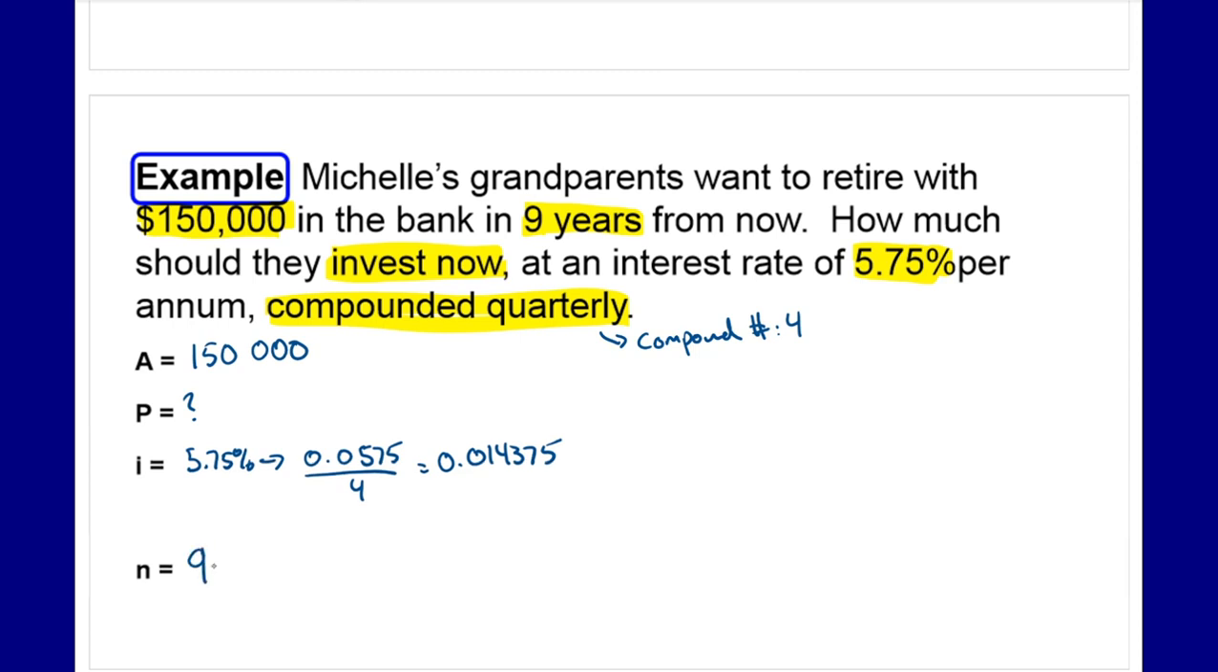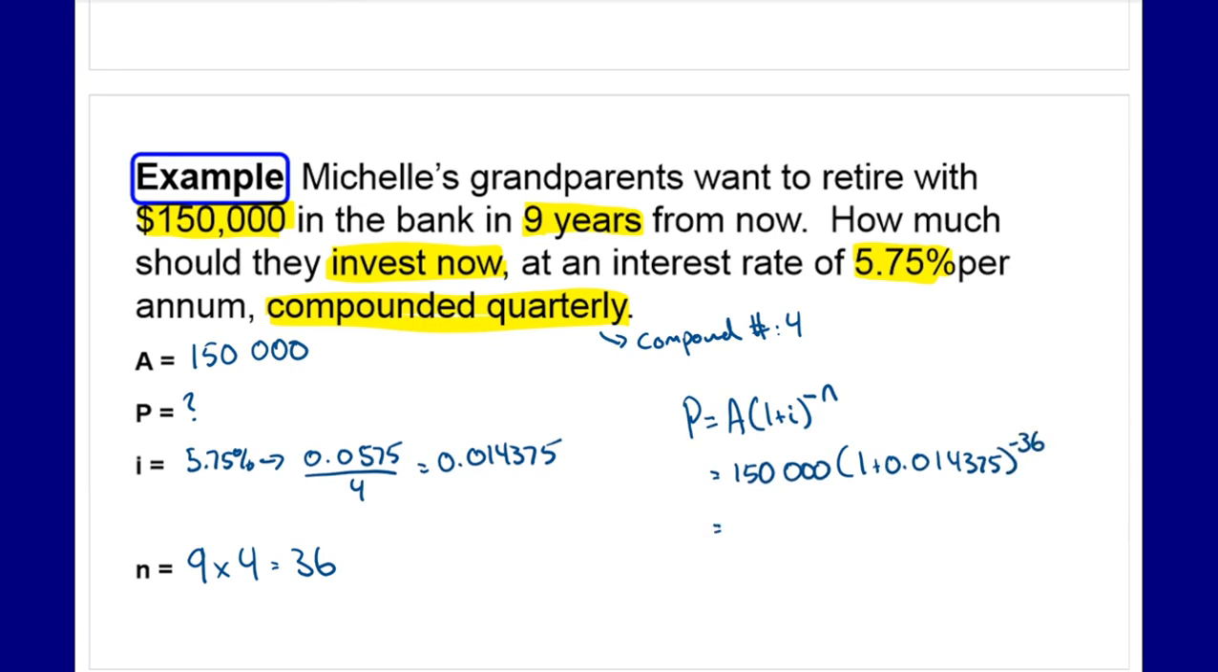The n is 9 years multiplied by 4 times a year, which gives us 36 compounding periods. Now we can move to our formula. Our PV is equal to A times 1 plus i to the power of negative n. So 150,000 times 1 plus 0.014375 to the power of negative 36. I can simplify that bracket.